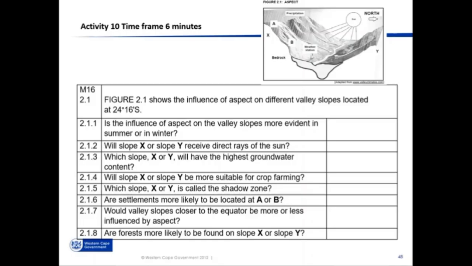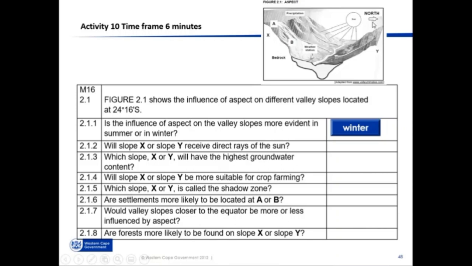And ladies and gentlemen, I think this is on page 13. The influence of aspect on the valley slopes is more evident in summer or in winter. I think I've given you that answer. It's more prevalent, or evident, in winter. Then we have slopes. We go to our picture at the top. X is our north-facing slope, and then Y is our south-facing slope. There's the arrow that points to show which side is north.